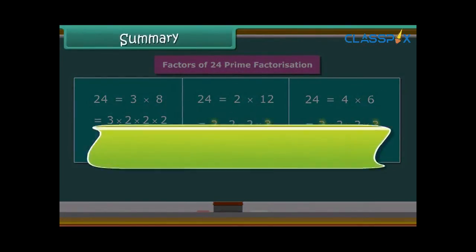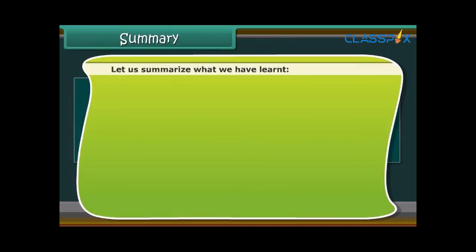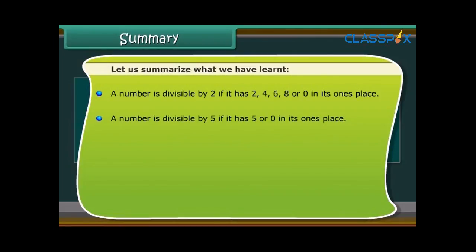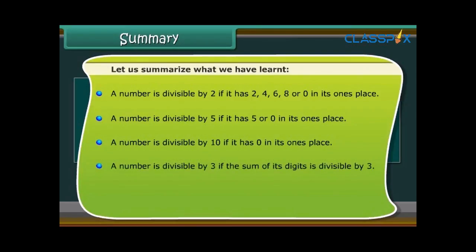Summary. Let us summarize what we have learnt. A number is divisible by 2 if it has 2, 4, 6, 8 or 0 in its ones place. A number is divisible by 5 if it has 5 or 0 in its ones place. A number is divisible by 10 if it has 0 in its ones place. A number is divisible by 3 if the sum of its digits is divisible by 3.